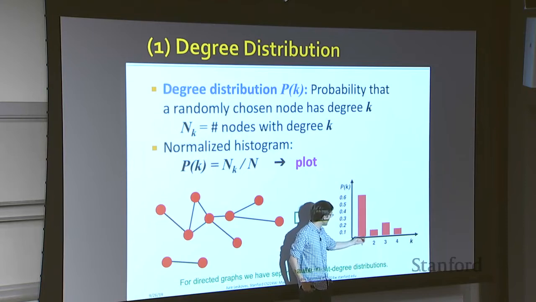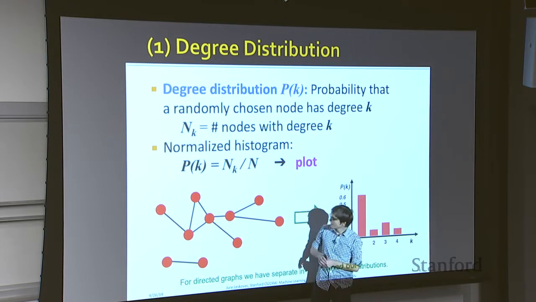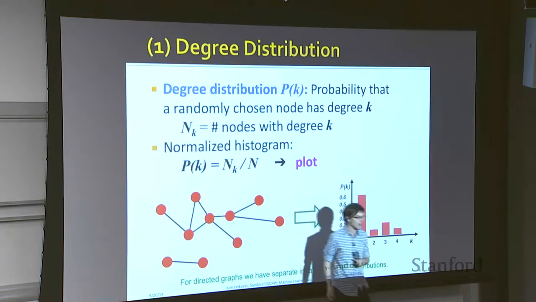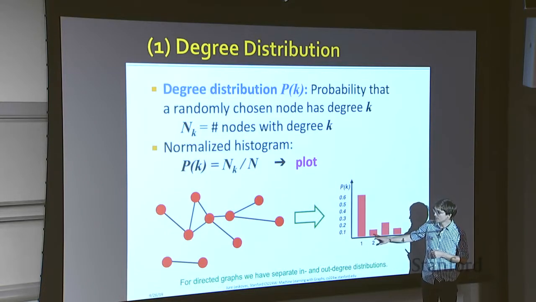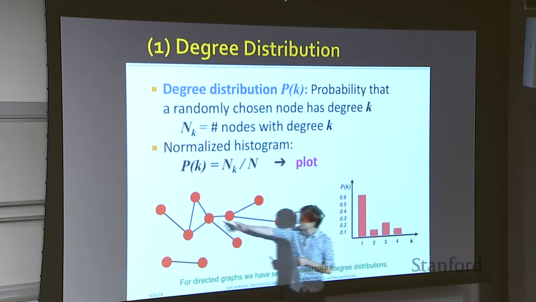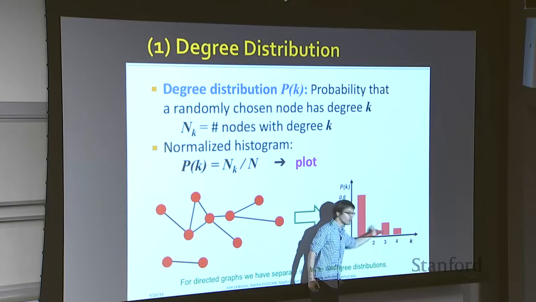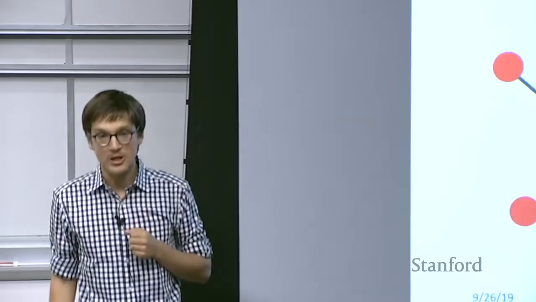So this would mean that 60% of the nodes in this graph have degree 1. This graph has 10 nodes, and 6 of them should have degree 1 if I counted correctly. And then there is 10% of the nodes with degree 2, because there should be 1 node with degree 2, and that's this guy, and so on and so forth. And I can now start asking, what is the shape of this histogram? Okay, so that's what's called degree distribution.